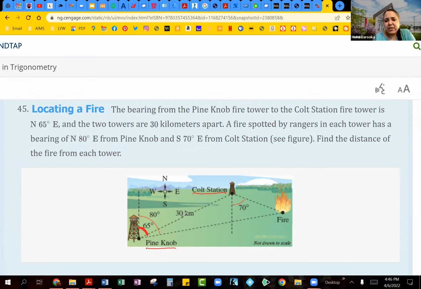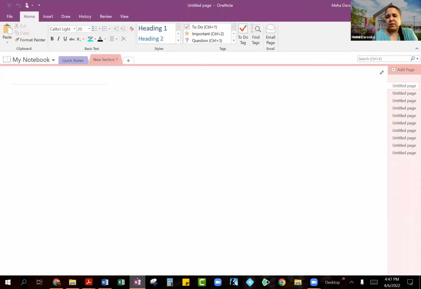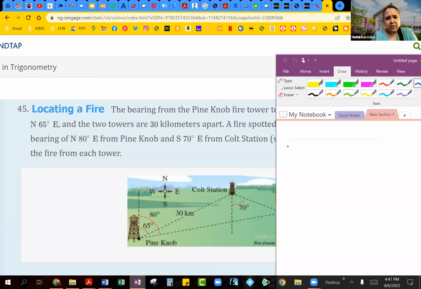They're telling us the two towers are 30 kilometers apart. So that's the distance between the two towers. A fire spotted by rangers in each tower has a bearing of north 80 degrees east from Pine Knob. Again, using that north-south line, you can see that's making that 80-degree angle going east. And then south 70 degrees east from Coal Station. So that's this angle over here. Again, using the north-south line, you're going 70 degrees east. They basically want to know what is the distance of the fire from each tower. That's what we're trying to find over here. So what I'm actually going to do is transfer this over to our notebook. Okay, let's see.